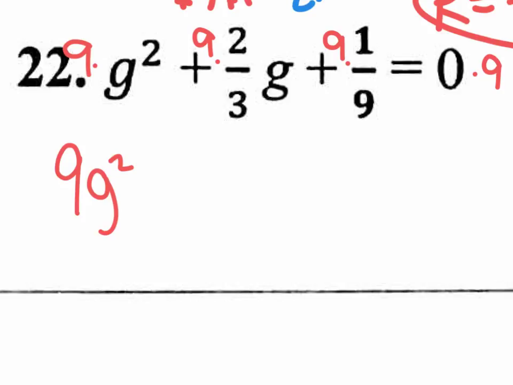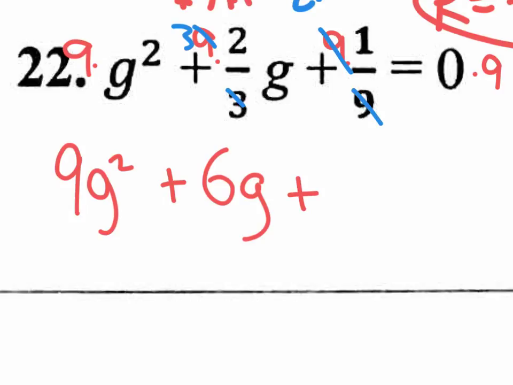It's up to you. I want to cancel them and write a 3 left over, and 3 times 2 is 6g. And last but not least, the 9 and the 9 cancel. You end up with a plus 1 as your c value. And then, of course, equals 0 times 9 is still 0.